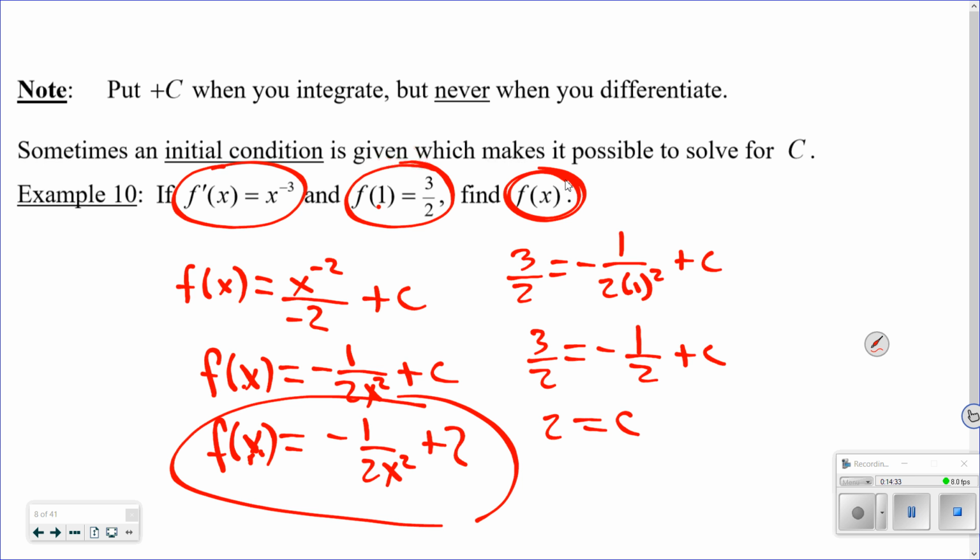So when you're given an initial condition like this, you need to find out what c is equal to. Otherwise, you don't worry about it. You're just going to tack a plus c on the end there and be done. But if you do have that initial condition, you can actually solve for c and find out what c is equal to.